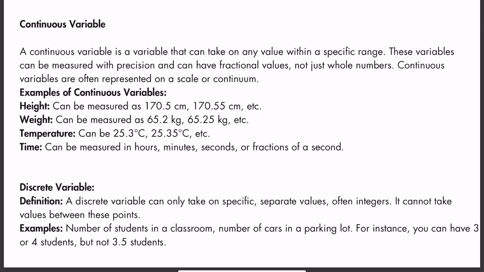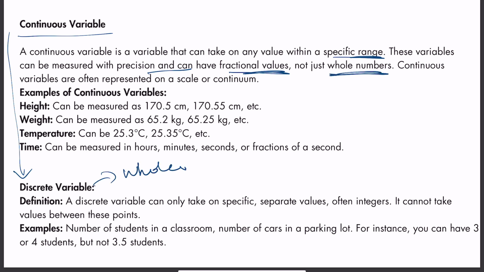Next we have continuous variable, and the opposite of that, discrete variable. A continuous variable is a variable that takes on any value within a specific range. These variables can be measured with precision and have fractional values as well, not just whole numbers. Examples are height, weight, temperature, time. And discrete variables are basically whole numbers, such as number of students in a classroom, number of cars in a parking lot.